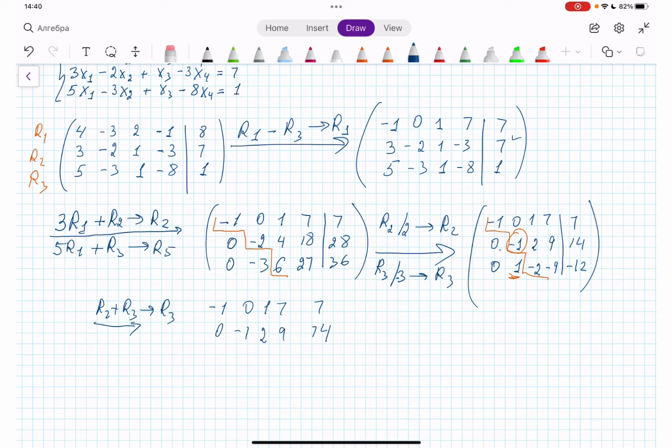So 0 plus 0 is 0. 1 plus negative 1 is 0. Negative 2 plus 2 is 0. Negative 9 plus 9 is 0. And negative 12 plus 14 is 2.